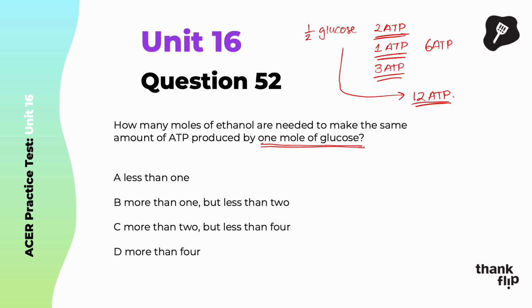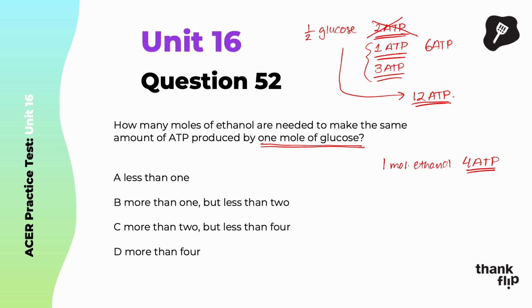Now looking at the ethanol pathway. In the ethanol pathway, you don't have that first step happening, but you do have the second and third steps happening. So with 1 mole of ethanol, you have 4 ATP.